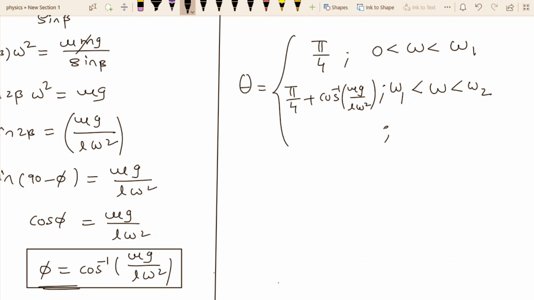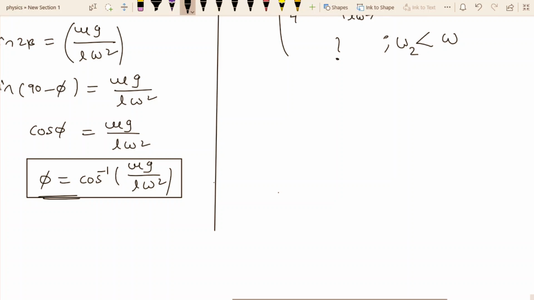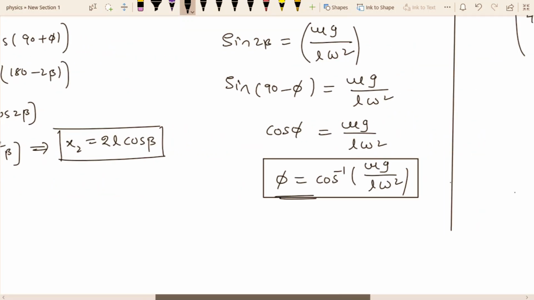Now what will happen if omega is greater than omega 2? What will happen if omega is greater than omega 2? We don't know. What will happen? What is the angle between the disks? Now we are required to find out this question mark. So now let us see here. Again we have a small analysis for that case.